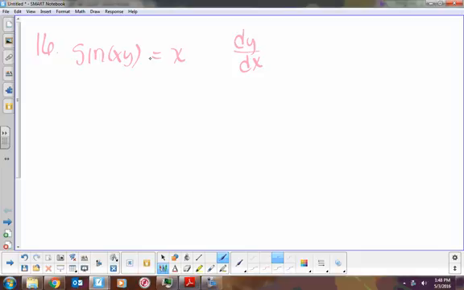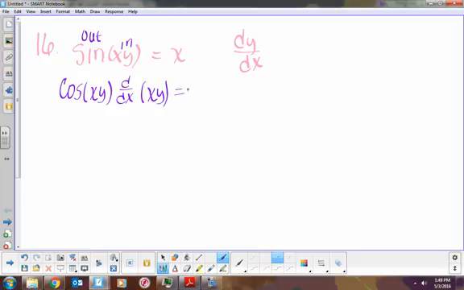Chain rule. It's implicit differentiation. This is outside. This is inside. What's the derivative of the outside? So it's going to be cosine xy, and let's go ahead and just indicate that we're going to take the derivative of the inside. We're just going to leave it there.